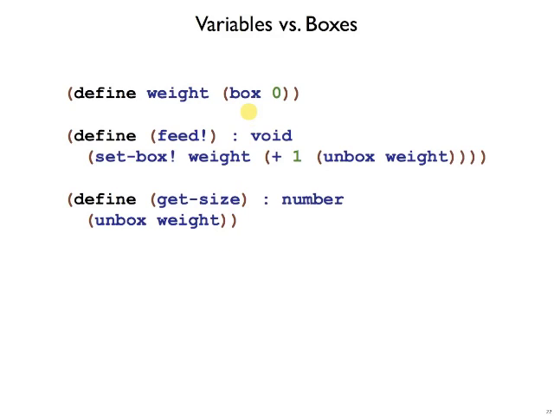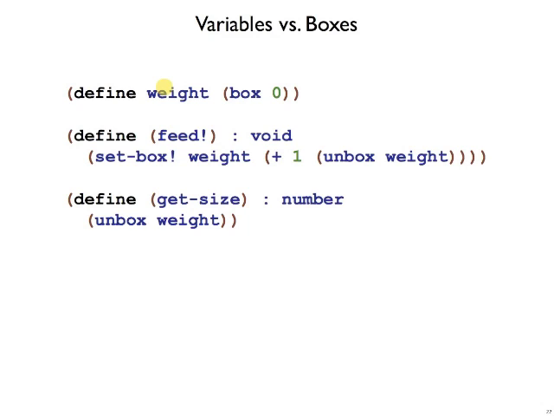So we'll use boxes. A box is the simplest possible mutable object. It has a single field. So here I'm saying that weight is a box that is initialized with 0, and the feed function increments that by using unbox to pull the current value out of the box, adds 1 to it, and then puts that value back into the box weight using the setBox function. And to get the current size, you again unbox the value of weight.